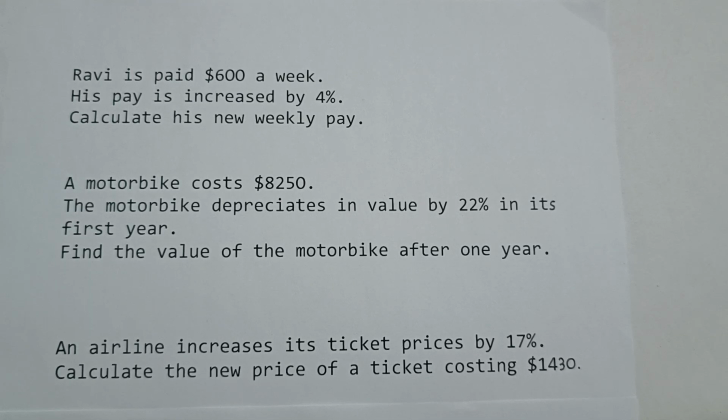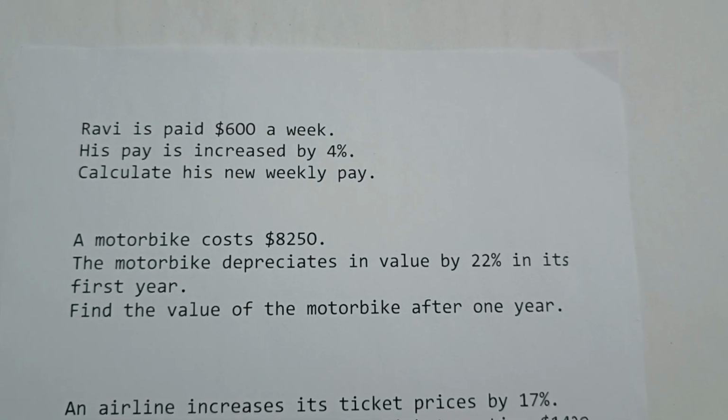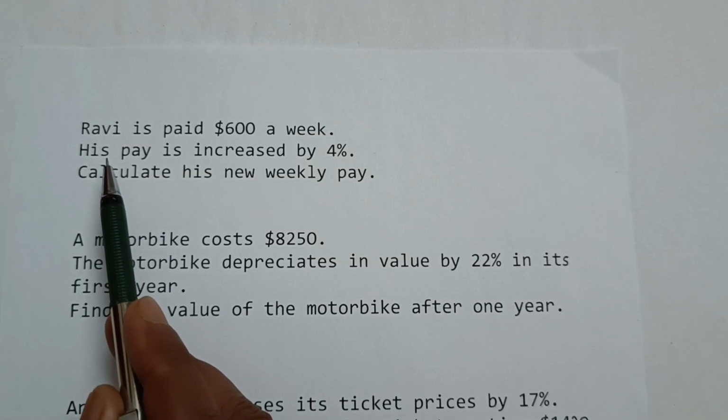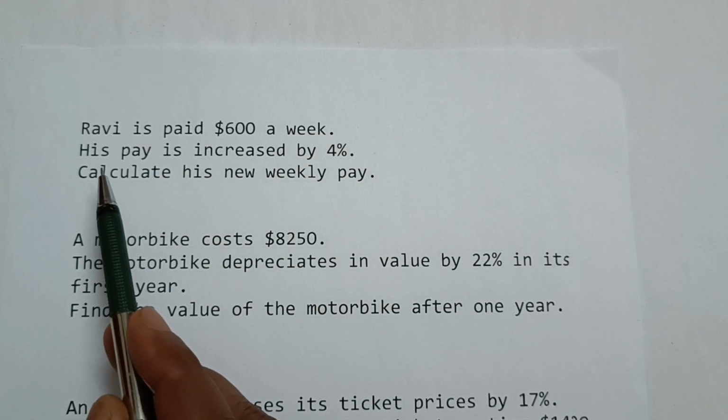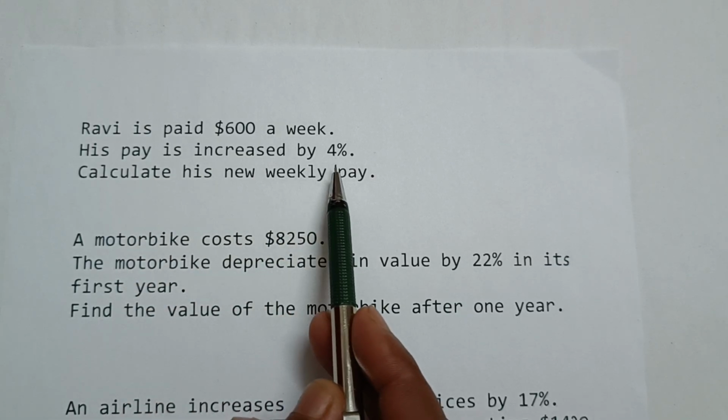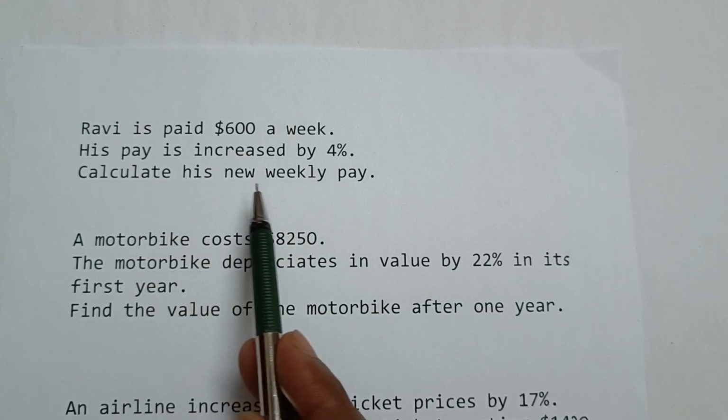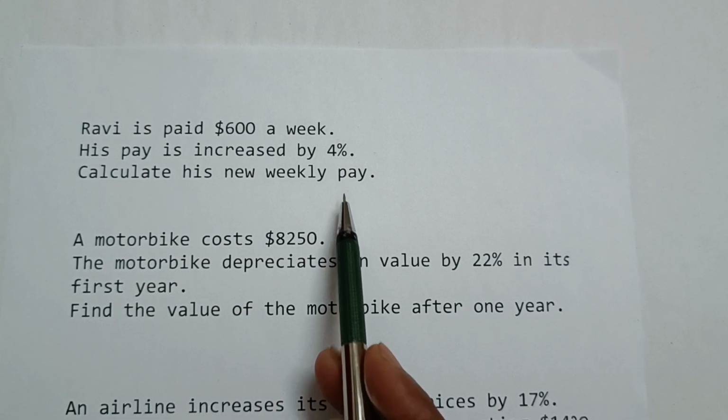Welcome. In this video, I am going to solve these three questions. So first, let us start with question number 1. Question number 1 says, Ravi is paid $600 a week. His pay is increased by 4%. Calculate his new weekly pay.